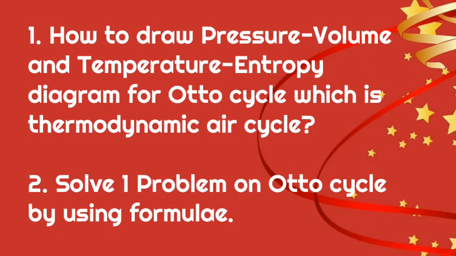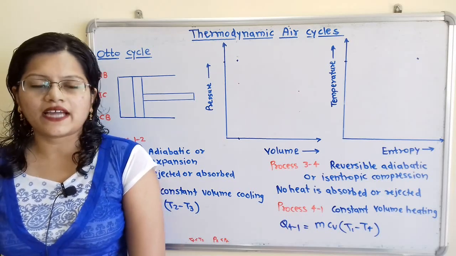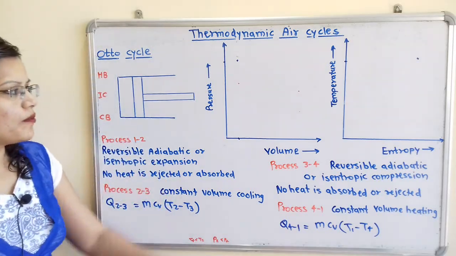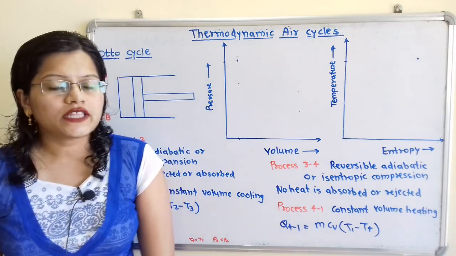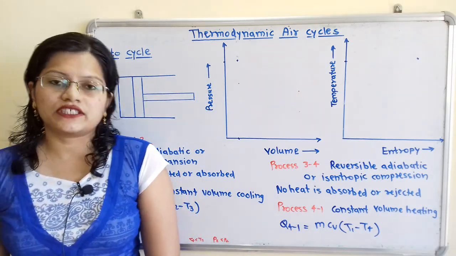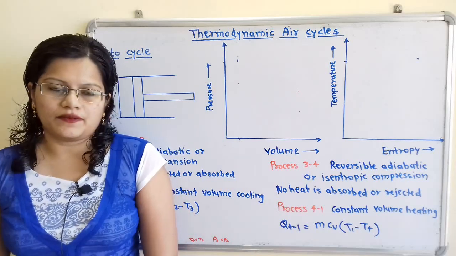First question is how to draw pressure, volume and temperature entropy diagram for Otto cycle, which is thermodynamic air cycle. Second question, solve one problem on Otto cycle by using formulas. Let us understand how to draw pressure, volume and temperature entropy diagram for Otto cycle. All the petrol engines and oil engine run on this cycle.